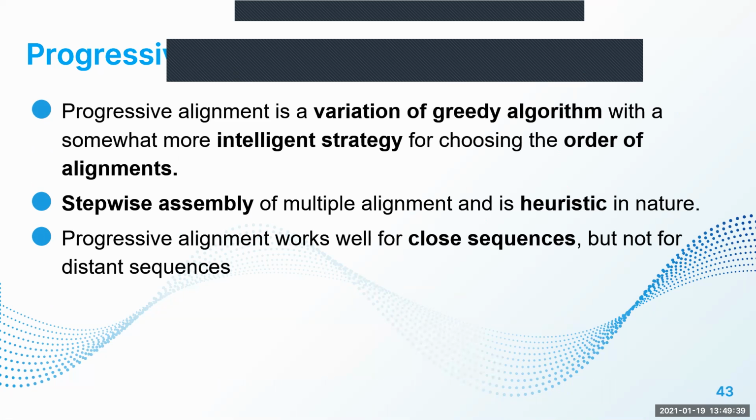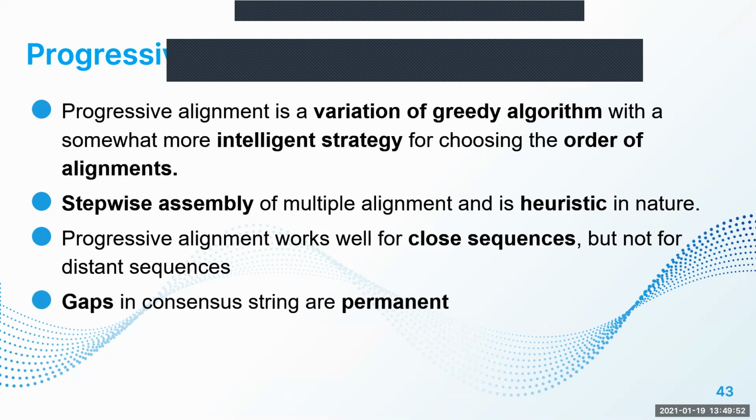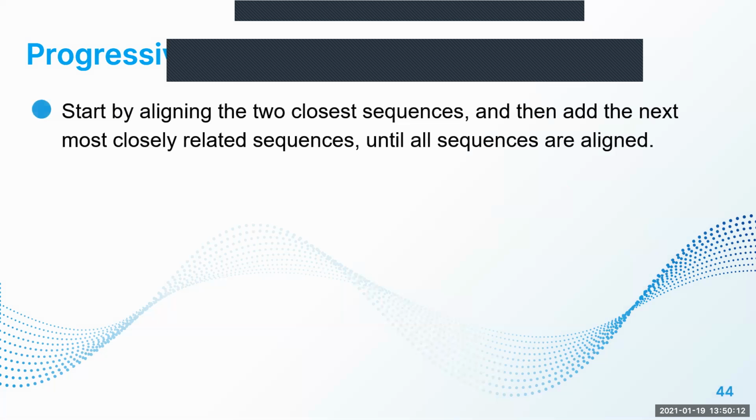So basically, we use progressive alignment for close sequences, not for distant sequences. That means closely related sequences, basically. So we introduce gaps, and this is some kind of iterating thing, right? First you introduce some gaps, and those gaps are there all the time. You can't remove those gaps, right? So it works like this.